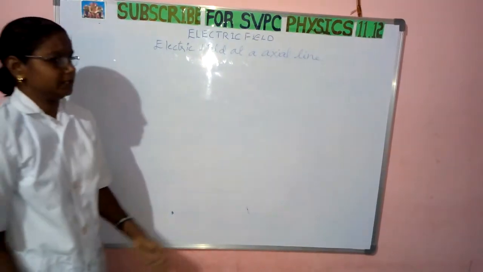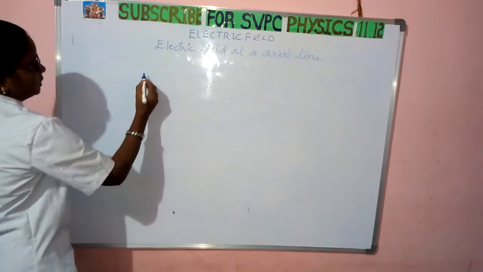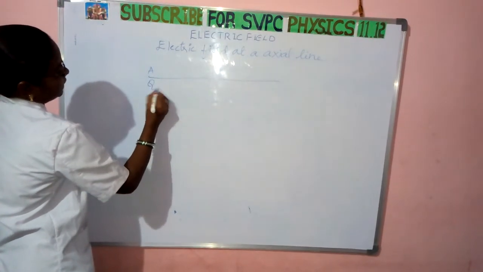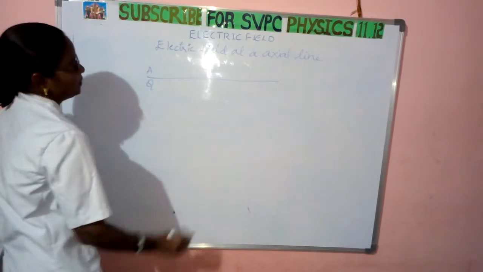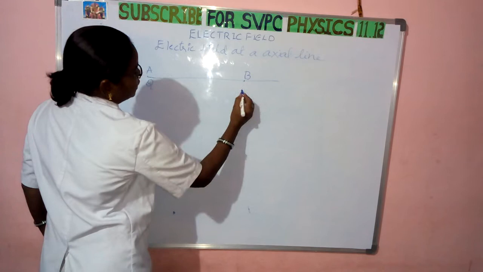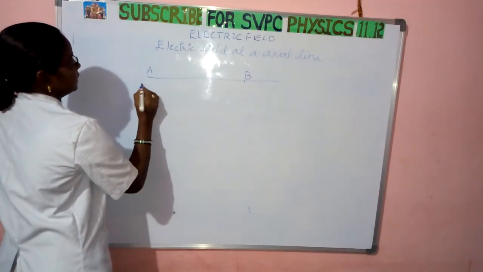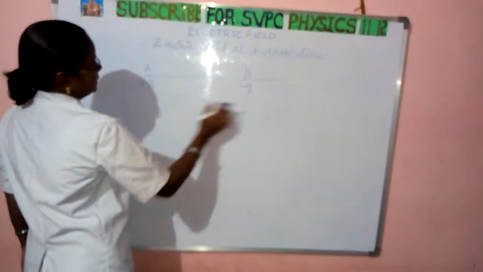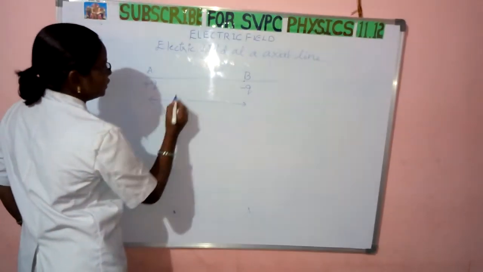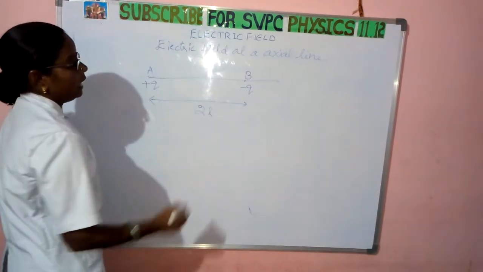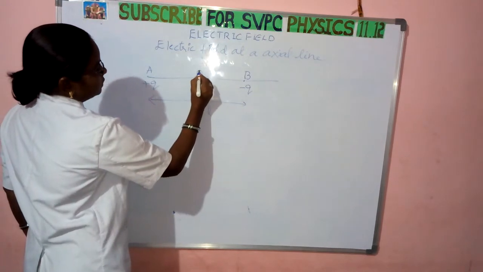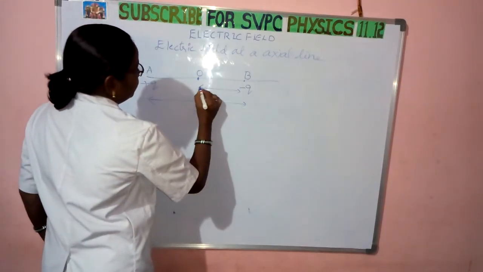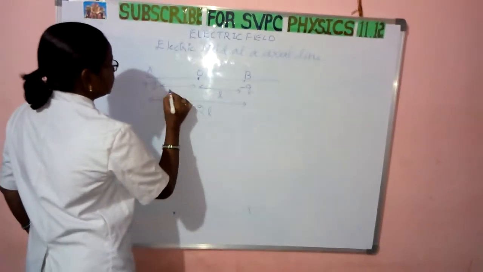So similarly, consider two charges. Suppose at point A, you place one charge, plus Q, and at B you place another charge, minus Q. The distance of separation between these two charges is 2L, and the midpoint, the center of these two charges, is called O. Now the distance from O to B is L, and O to A is also L.